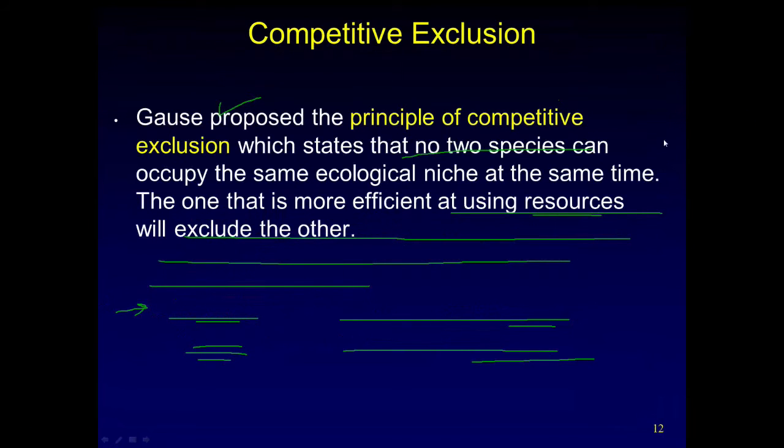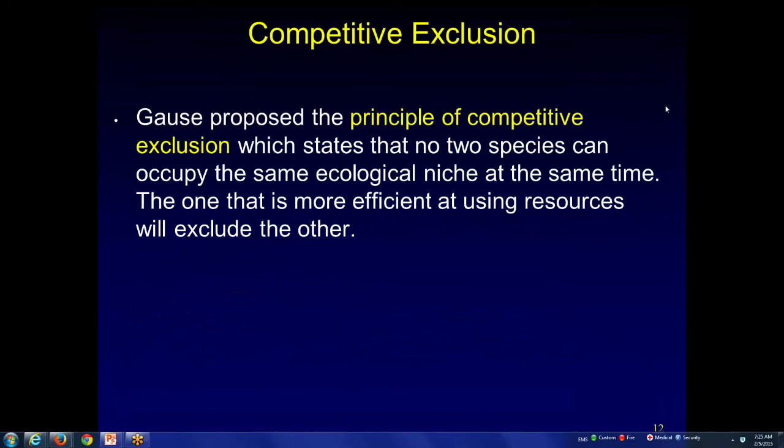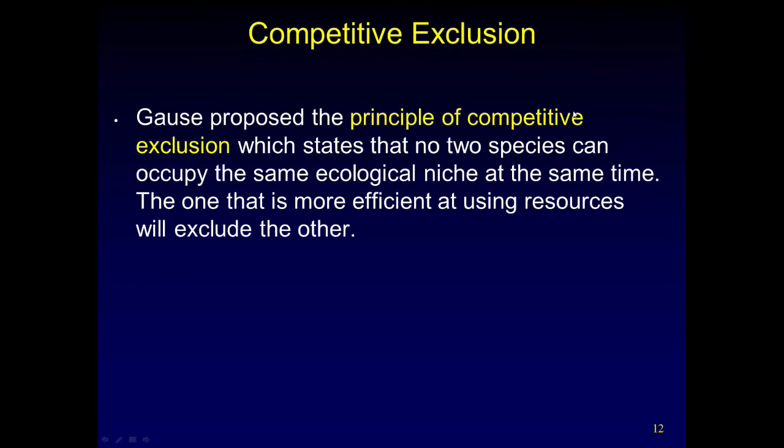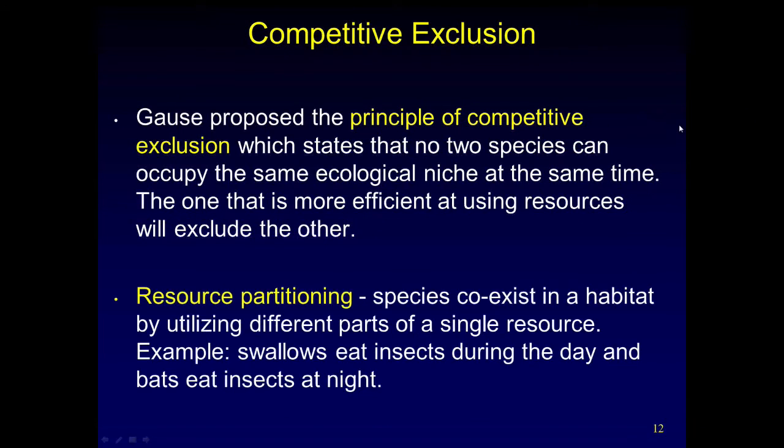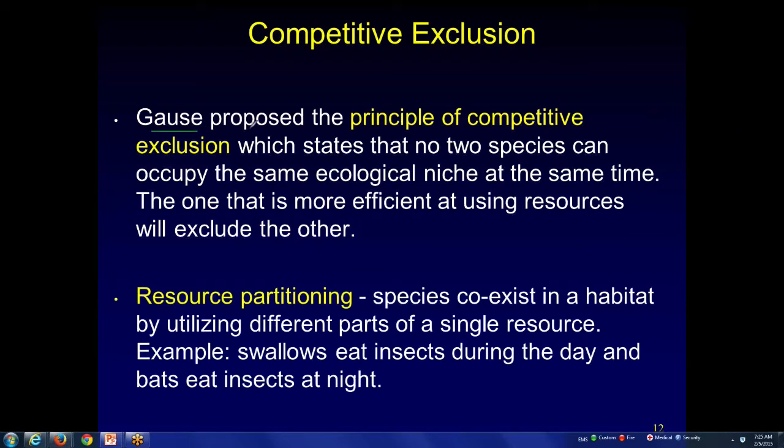All right, well, a lot of people thinking about these types of things came up with this idea of competitive exclusion. Gauss was the one that came up with the principle of competitive exclusion, which states that no two species can occupy the same ecological niche at the same time. The one that is more efficient at using the resources will exclude the other.